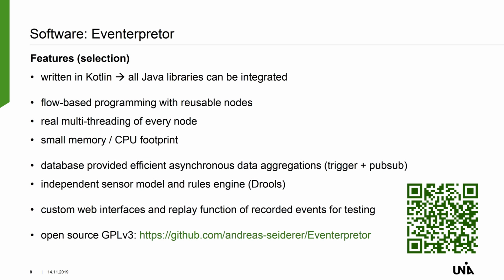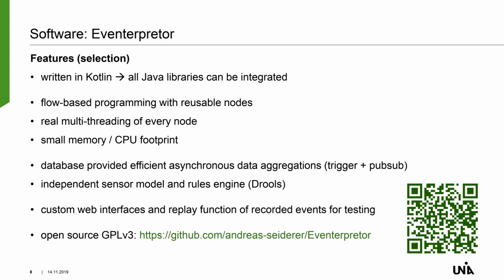For event processing and system control, we used a custom software called Eventerpreter. I will shortly explain some of its features to you. The software is written in Kotlin, which allows the usage of Java libraries. Flow-based programming is used with several reusable nodes. Every node runs in its own thread. The software has a relatively low memory and CPU footprint, which is especially necessary on the Raspberry. To improve the performance of the data processing, we include efficient database data aggregations like moving average.